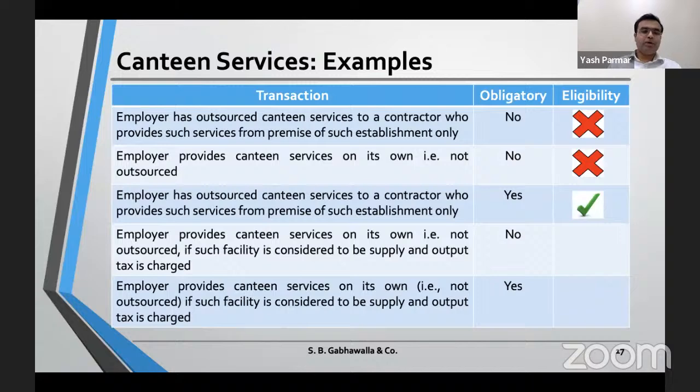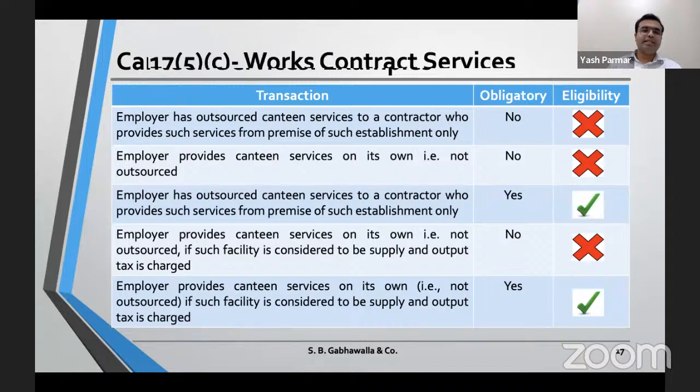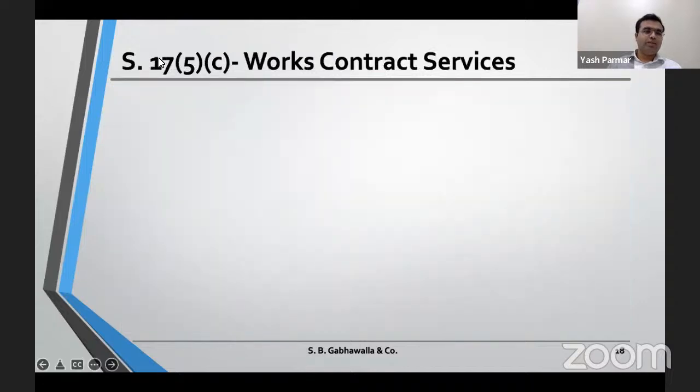Next case, the employer provides canteen services on its own, that is, not outsourced. If such a facility is considered to be a supply, output tax is charged. Now again, he is not under obligation to provide food, and therefore ITC will not be available. In the last case, output tax is charged, and he is under obligation to provide the food to its employees, and therefore ITC will be available. So these were some examples in relation to clause 17.5p.